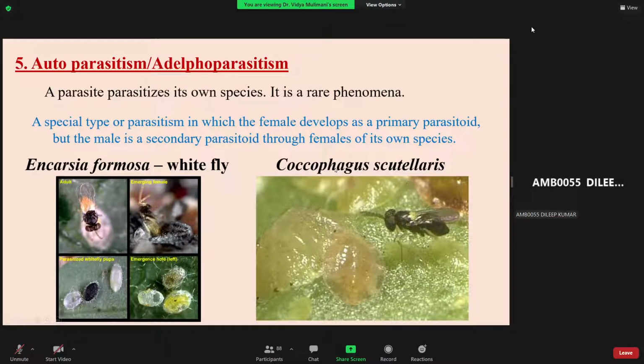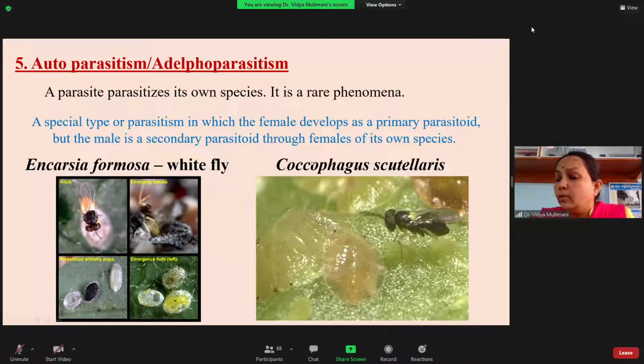Okay, it is a rare phenomenon, so that is why I'm mentioning it here, because feeding on its own species is dangerous. But it is a rare phenomenon that you find in a few species of the parasitoids. Okay, so this is called autoparasitism or adelphoparasitism.